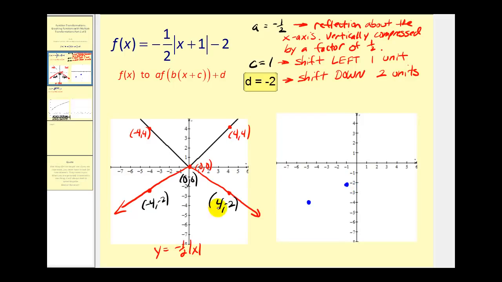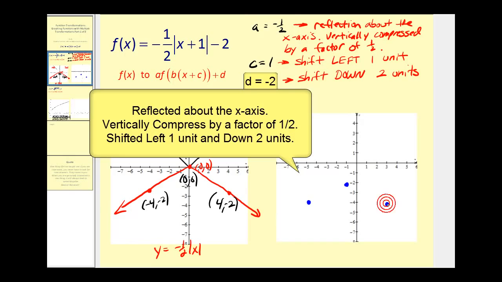And then lastly, subtract 1 from the x, we'll have 3. Subtract 2 from the y, we'll have negative 4. The point 3, negative 4. And this would be the graph of the original function that was given to us. It's been reflected, it's been vertically compressed, it's been shifted left 1 unit and also down 2 units.